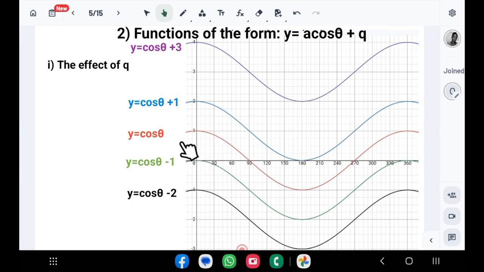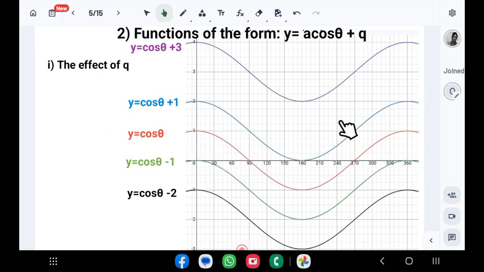So for example, let's start from the standard format where it is not shifted in any direction, and this is the standard format where it was cos theta. You will have a maximum turning point at the beginning at 0, and you will have your x-intercept at 90 degrees, and then your minimum turning point at 180 degrees and negative 1, and x-intercept at 270 again, and your maximum turning point at 360 degrees and 1. Notice that everything is aligned with the x-axis.